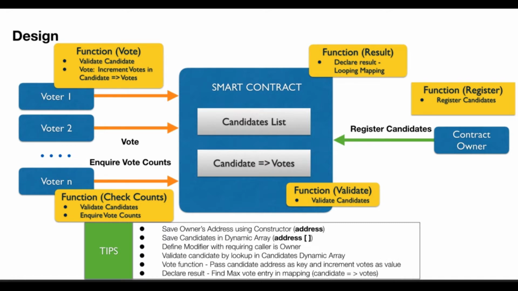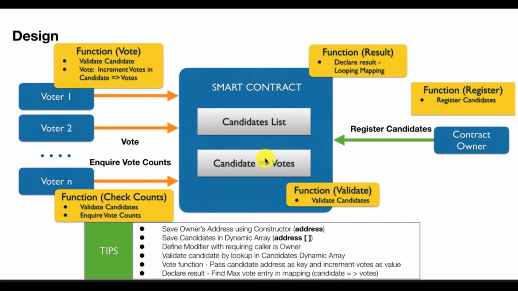Finally, one function to declare the winner. Anyone should be able to call this function and get the candidate details who received maximum vote. So here we will need a logic to loop into mapping and find the record with maximum number of votes. This function should only return if voting has completed.